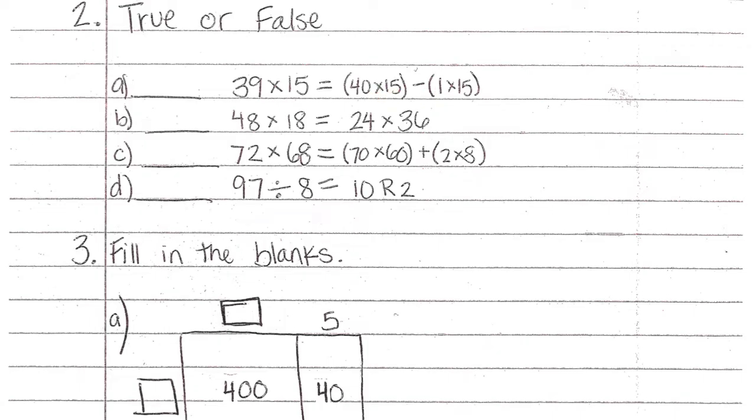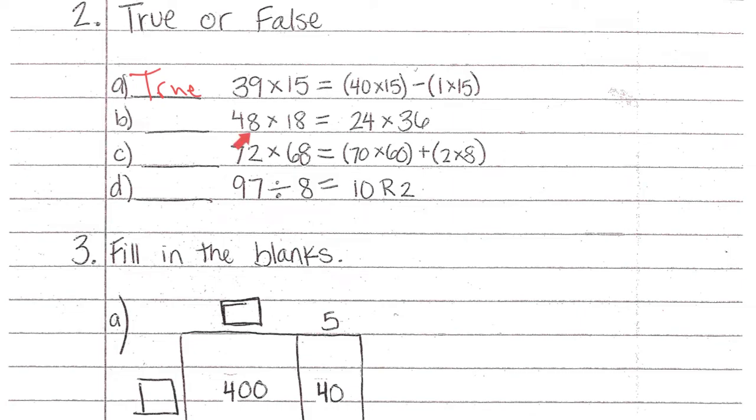So if I have 15 times 40, but I'm going to get rid of 15 times 1, if I get rid of one of them, that 40 becomes what? Becomes 39 again. So that is 39 times 15, just written in a different way. So I'm going to say that that is true, and you should write the whole word out just so nobody confuses your handwriting, okay?